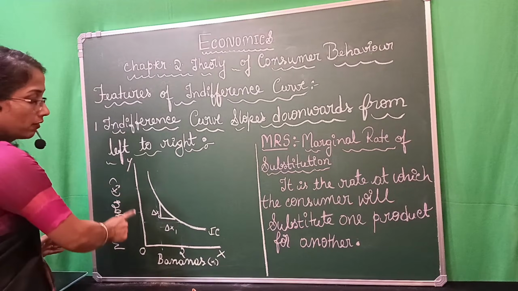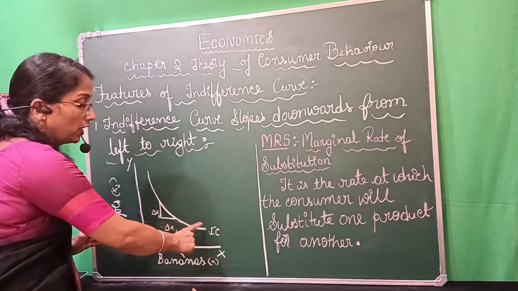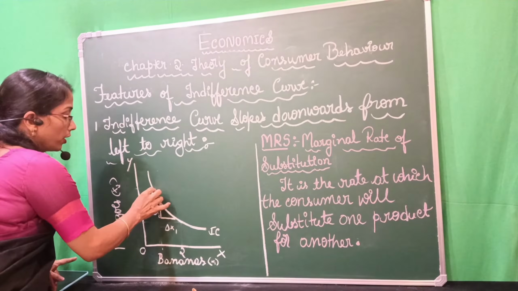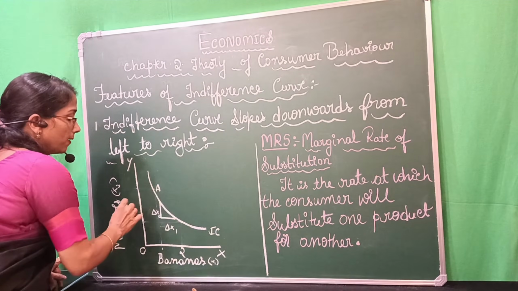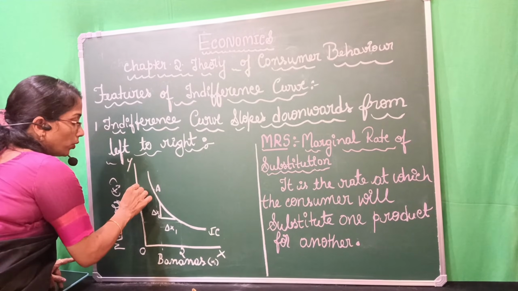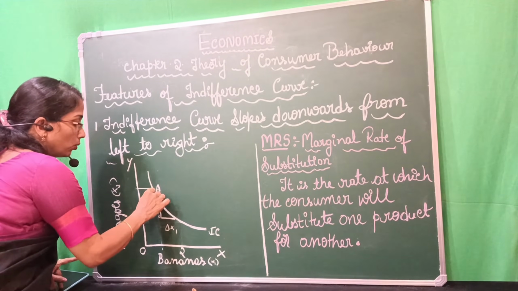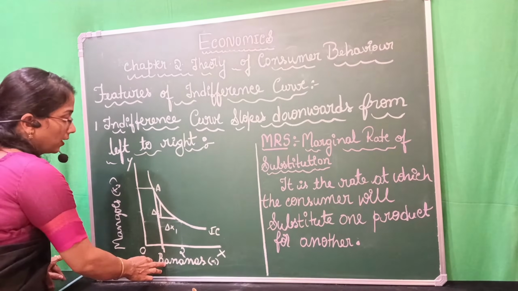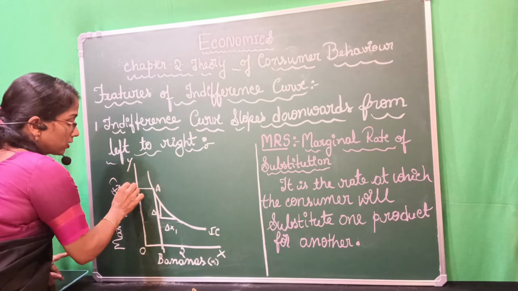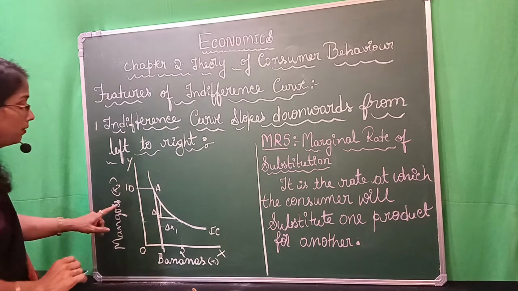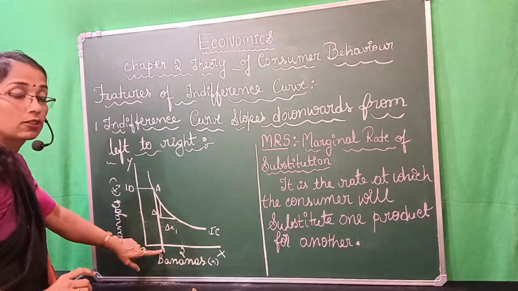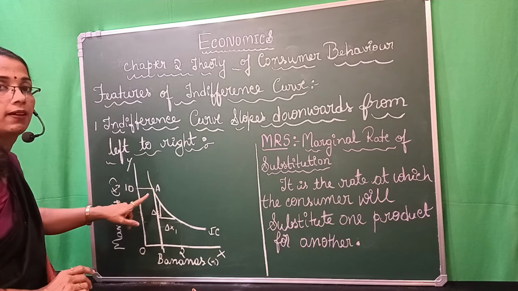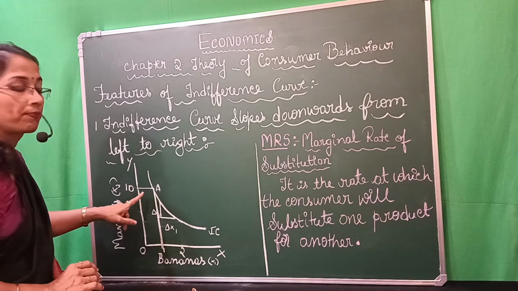I have drawn here one diagram where I have shown the indifference curve which is sloping downward. Let us take one point on the indifference curve, point A. If we are showing some combinations of two goods, suppose it is 10 mangoes plus 1 banana at point A. That is a combination.